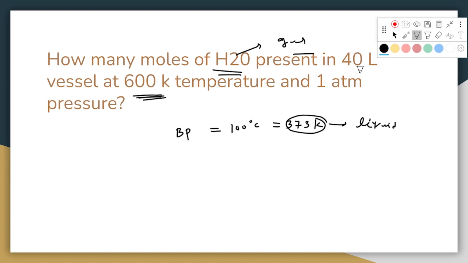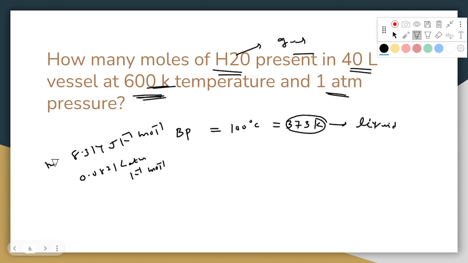Now I have this volume, pressure, temperature. Obviously I have the gas constant too. Gas constant is 8.314 joule per Kelvin per mole, or 0.0821 liter atm per Kelvin per mole. These are my gas constant values.